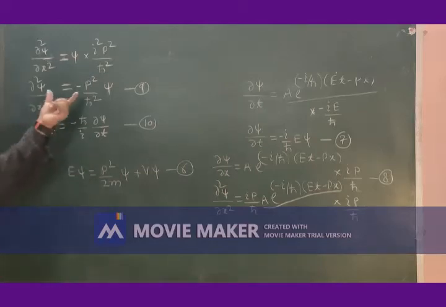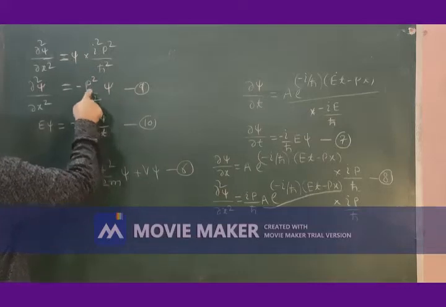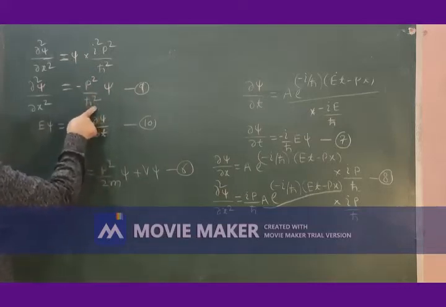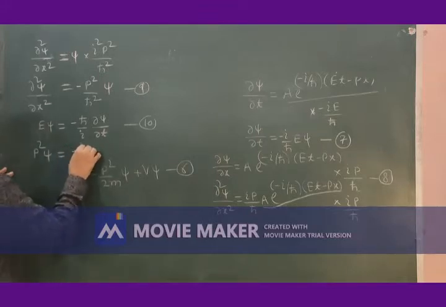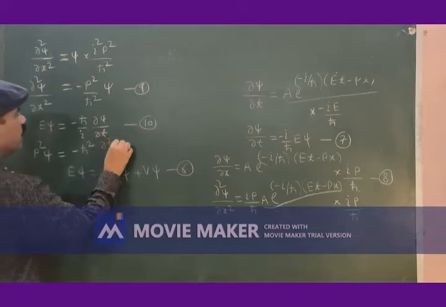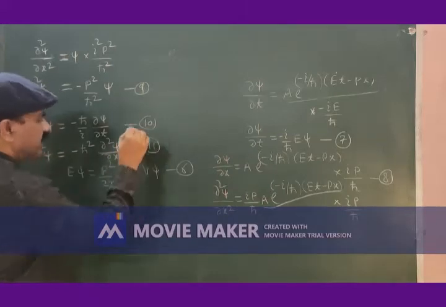Similarly, let us modify equation 9. Let us keep this p square psi on one side and transfer this minus 1 by h cross square to the other side to get p square psi is equal to minus h cross square dou 2 psi divided by dou x square, equation 11.